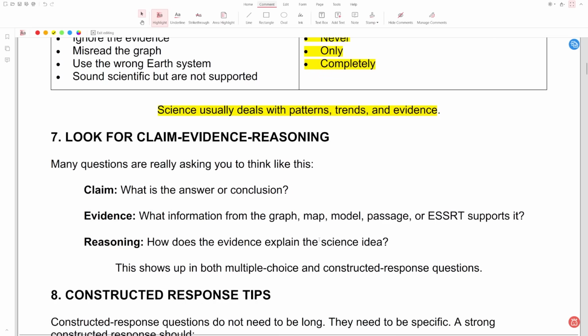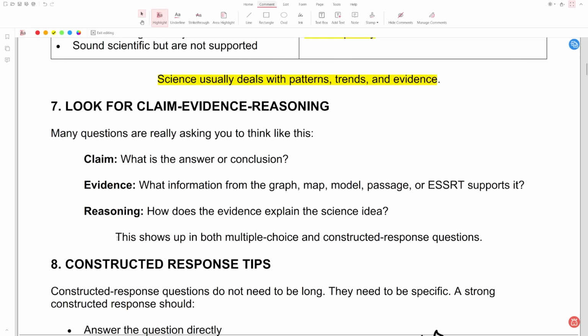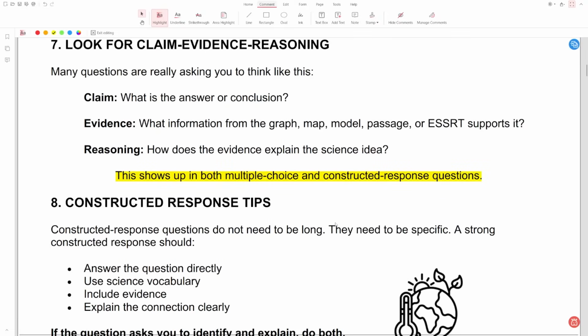All right, looking for claim, evidence, and reasoning. Many questions are really asking you to think: what's the answer or conclusion? What information from the graph supports it? And how does the evidence explain the scientific idea? This shows up in both the multiple choice and the constructed response questions very often. So if you've never even heard of claim, evidence, and reasoning, I would definitely look that up.